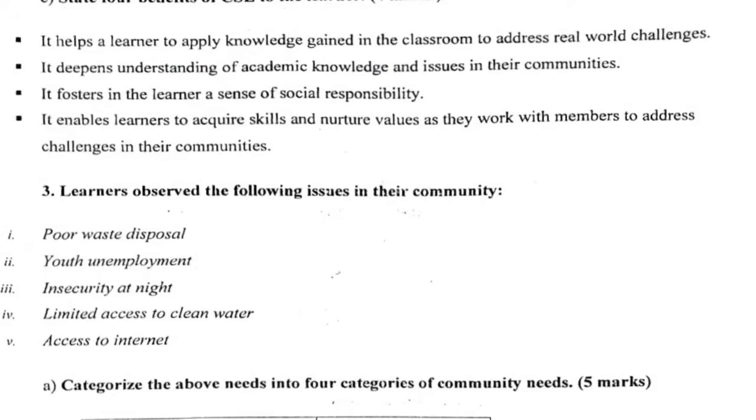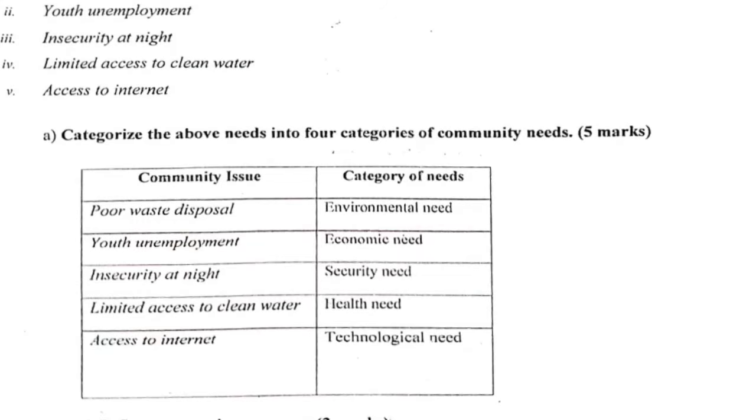Learners observe the following issues in their community: poor waste disposal, youth unemployment, insecurity at night, limited access to clean water, access to internet. Categorize the above needs into 4 categories of community needs. We have the community issue and the category of needs. Community issue, poor waste disposal.